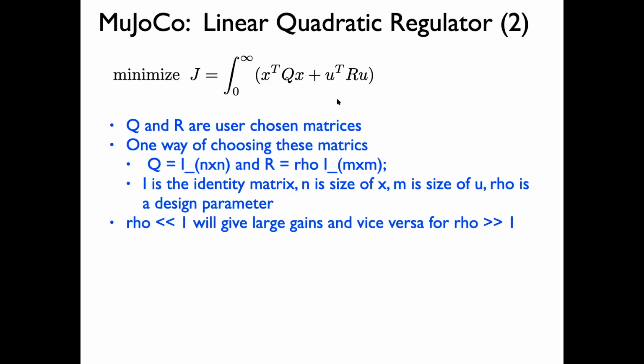Another thing to consider is the sensor noise. If there's more sensor noise, then big gains will amplify noise, and so you don't want to have big gains. So you want to keep rho as big as possible so that your gains are small. Okay, so we'll use this trick to control this double pendulum.